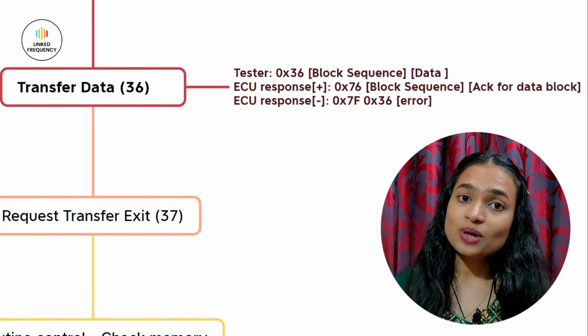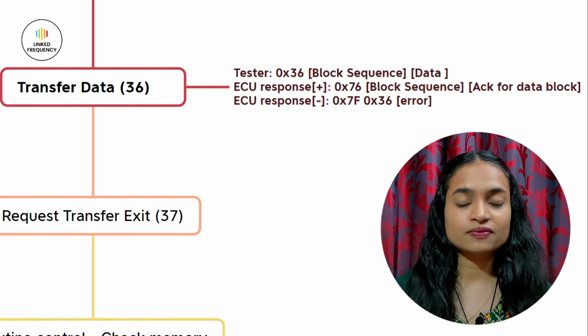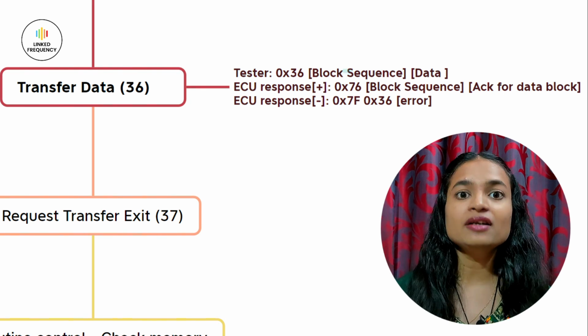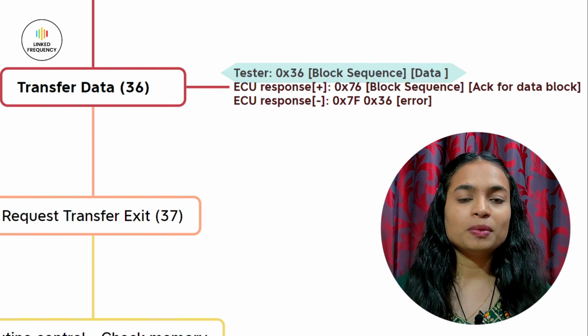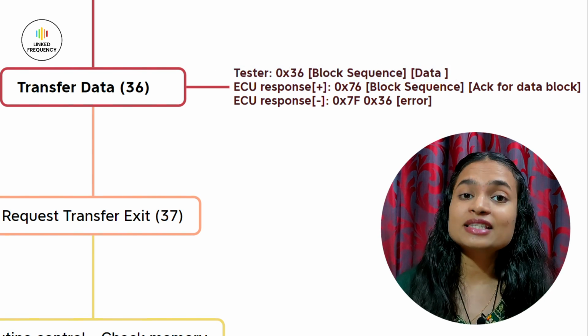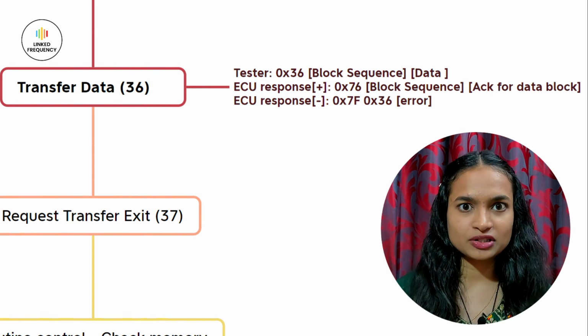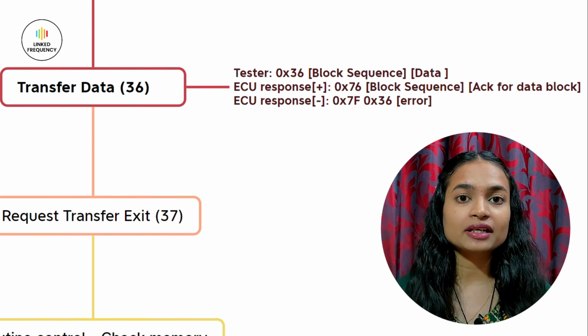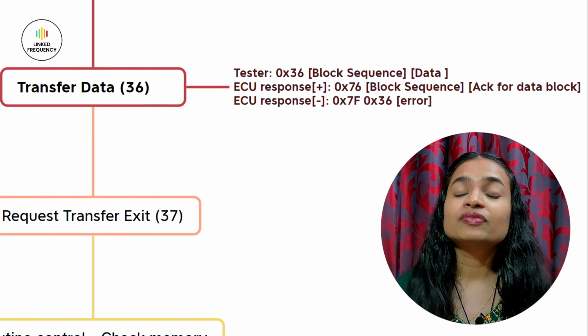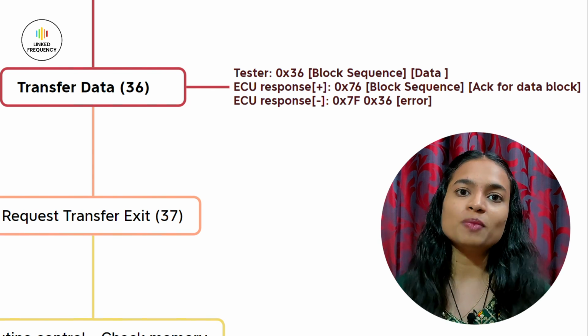Well, let us try to understand this a bit more clearly. The tester sends the request for transfer data to the ECU using the command 36, then followed by the block sequence counter and the data. Here, 36 represents the service identifier, the block sequence counter is nothing but 01 indicating the start of the packet, and then followed by the data. The data can be anything like AA, BB, CC up to 32 bytes.